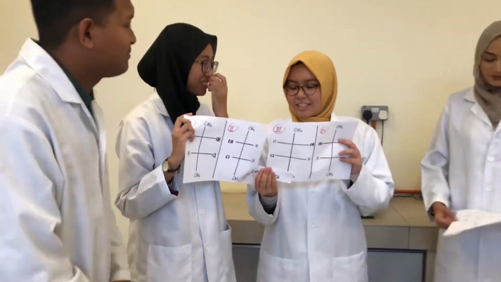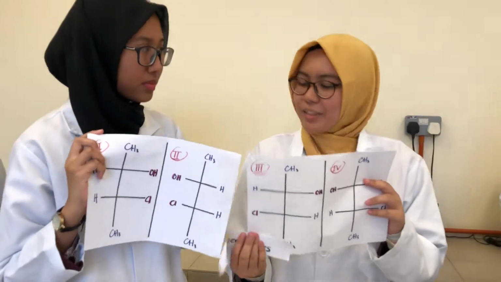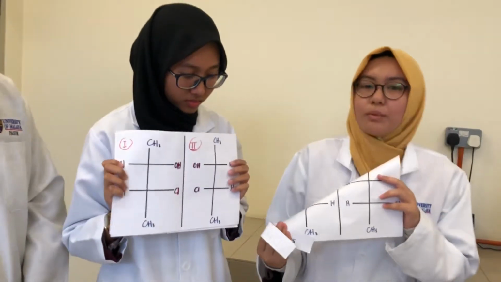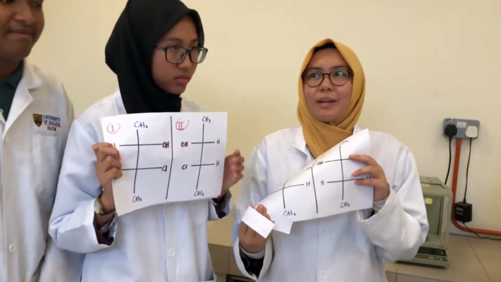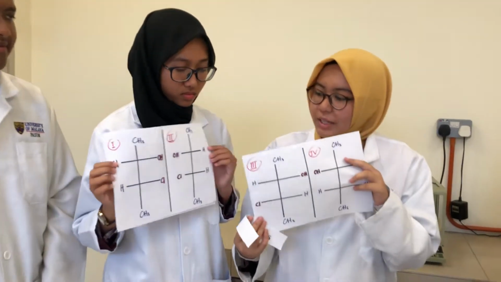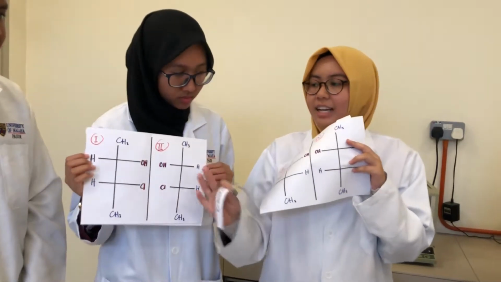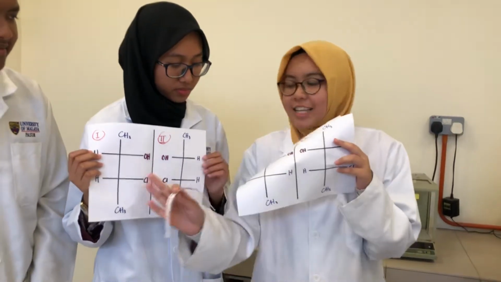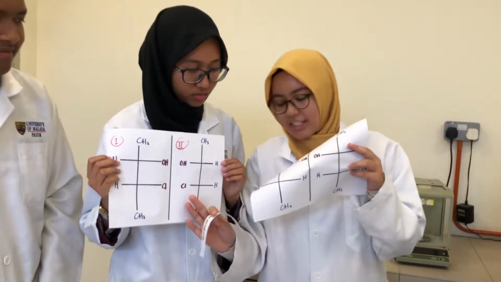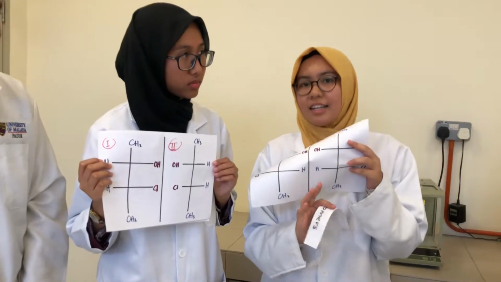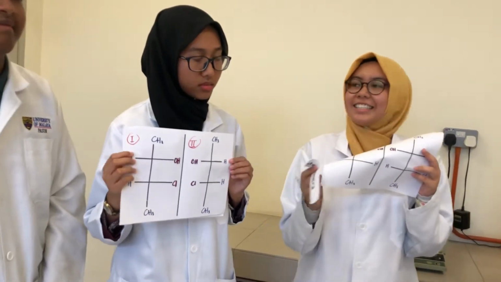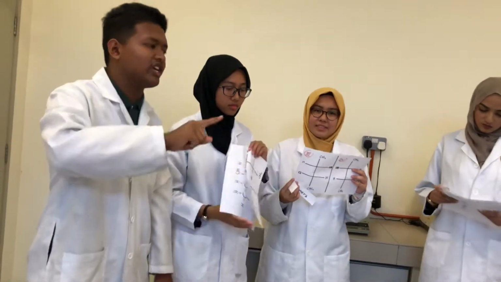So diastereoisomers, basically, are those that are not mirror images of each other. The ones that are not mirror images of each other are 1 with 3, 1 with 4, 2 with 3, and 2 with 4. That is for the diastereoisomers. Basically, diastereomers are non-superimposable to each other and also non-mirror images of each other. So we go to butane-2,3-diol.